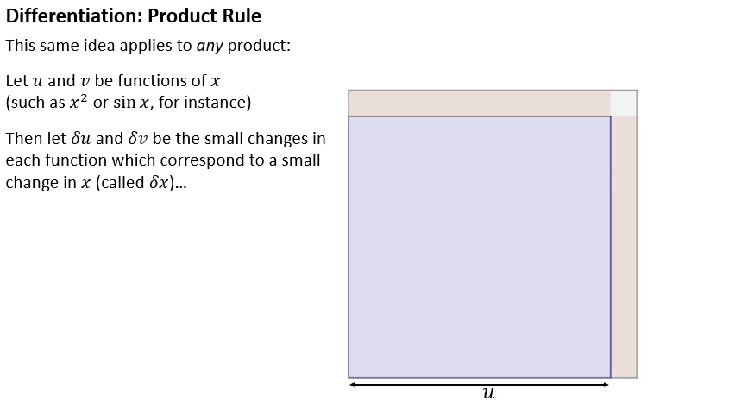So back to our diagram, this time we're going to imagine the width of the original box is u and the height is v, which gives an area of uv. Now that is our original function, the function I care about, the product of u and v. But then as x, which is the independent variable behind the scenes that is driving these changes, changes by a small amount, delta x, then u will change by a small amount, delta u. And v will change by a small amount, delta v.